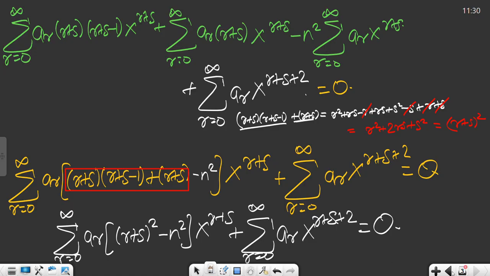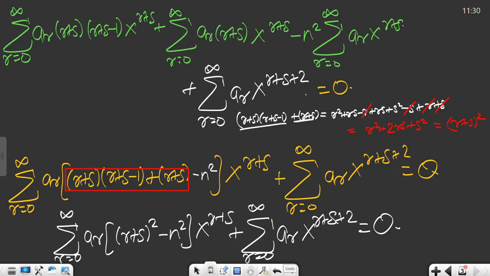In this second infinite sum, we are just going to change the index variable as r changes to r minus 2. For the sake of not getting confused, let's write down only the summation instead of putting their limits, because in the end we are just going to have from 0 to infinity. So for the sake of avoiding confusion, let's just not write the limits.